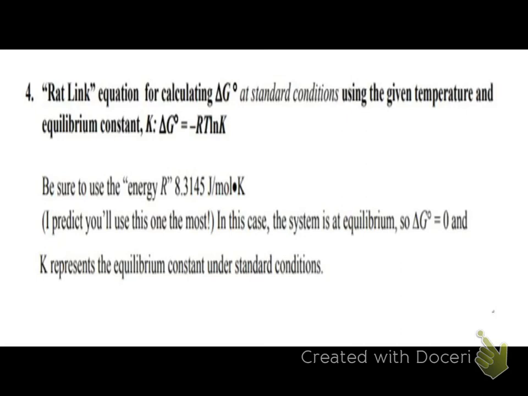Here is the problem that you need to make sure you know: since we are dealing with energy, we need this as an R value. Do not use 0.0821. So 8.3145 joules per mole times K. And then there's that K. What's K? It's your equilibrium constant. So that comes back up. Hopefully we remember how to calculate those. Products over reactants raised to their coefficients, right?